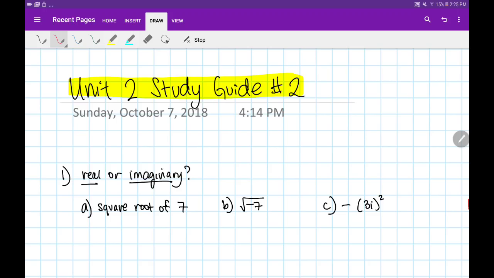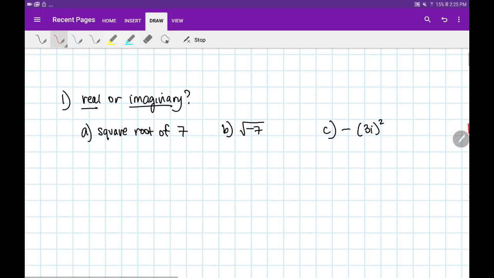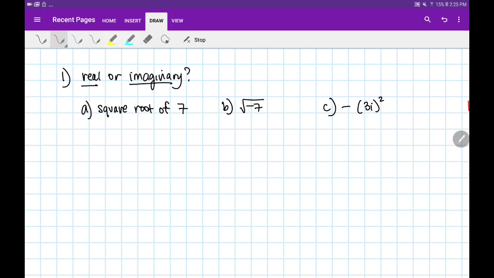So we're taking our test pretty soon. We've got 13 problems to knock out today and not a whole lot of time to do it, so let's jump right in. Number 1 on your test is going to ask you to identify if these are real or imaginary. So let's go over one basic rule.